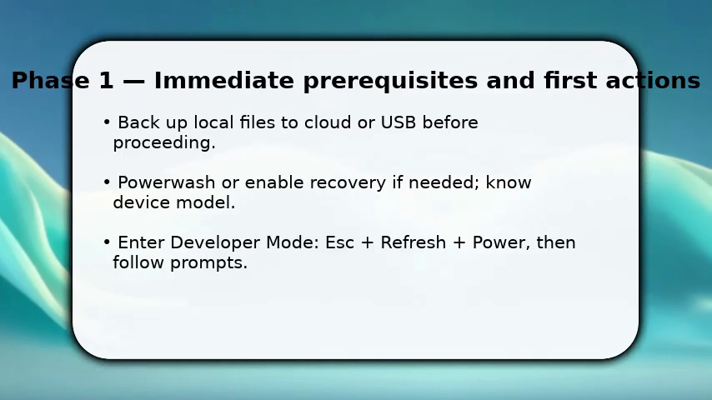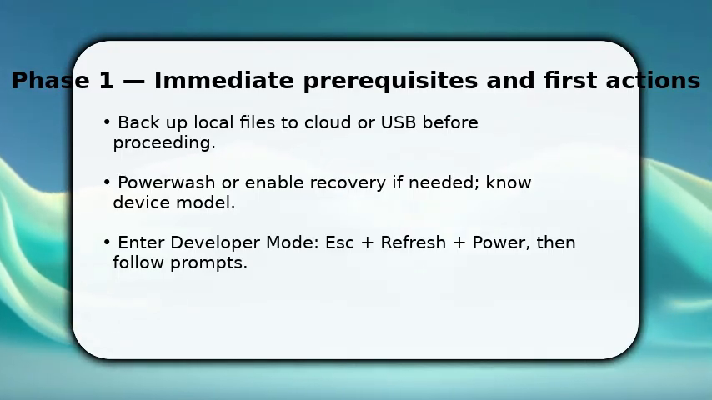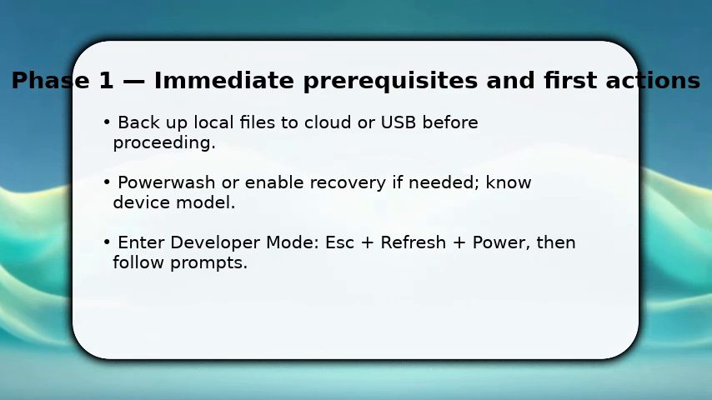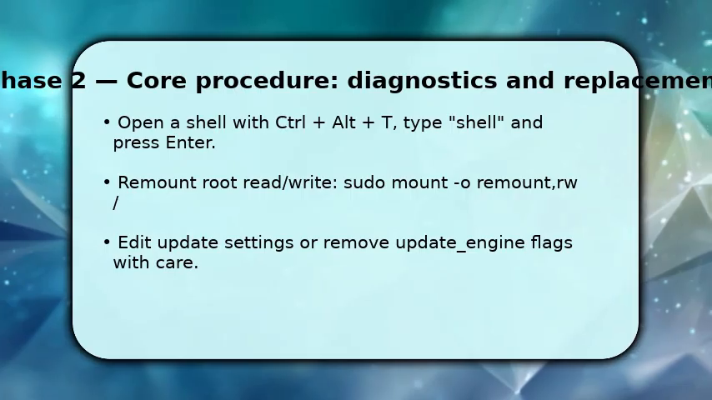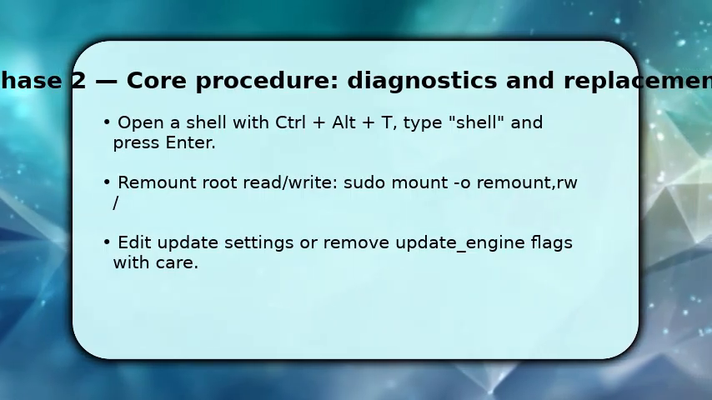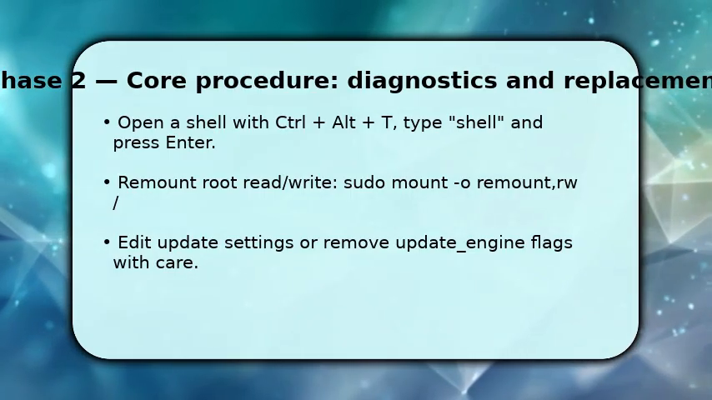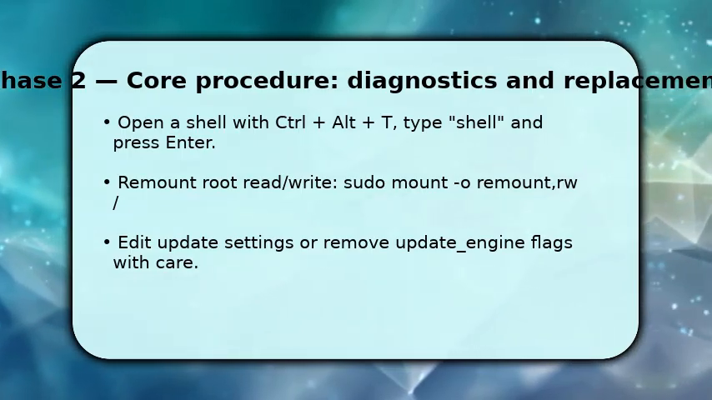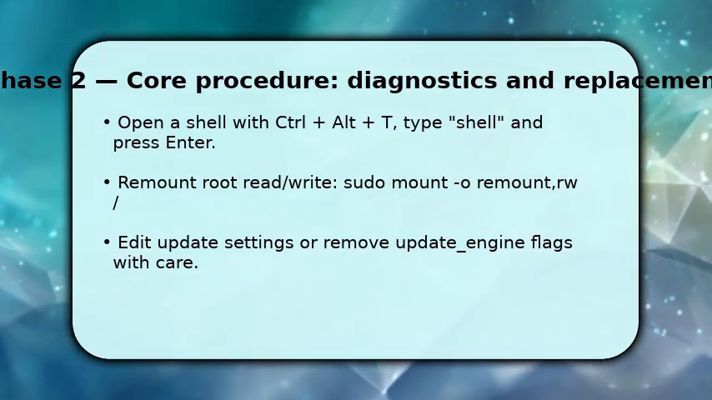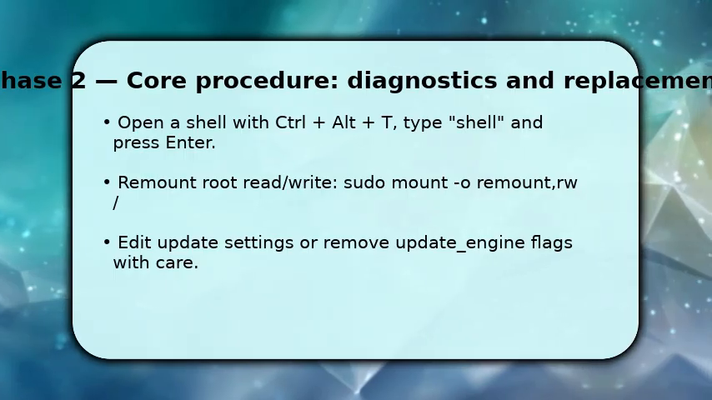Make a note of your Chromebook model and firmware state because those details determine the commands you will run in the shell. You then open a shell to change the update behavior. Press Ctrl plus Alt plus T, type shell, and hit Enter to get a bash prompt. Once inside, remount the root file system read/write with sudo mount -o remount,rw / so you can edit system files.